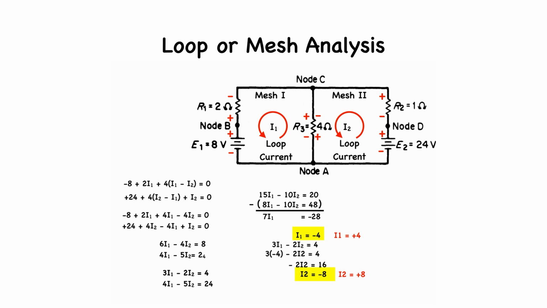The true direction of loop current I2 through resistor R3 is from C to A. The true direction of loop current I1 through resistor R3 is from A to C. Therefore, in reality, the current through R3 is I2 minus I1, or 8 minus 4, which is equal to 4 amps in the direction of CA.